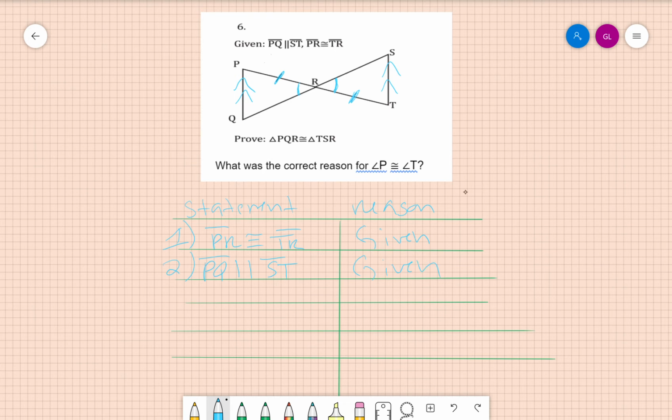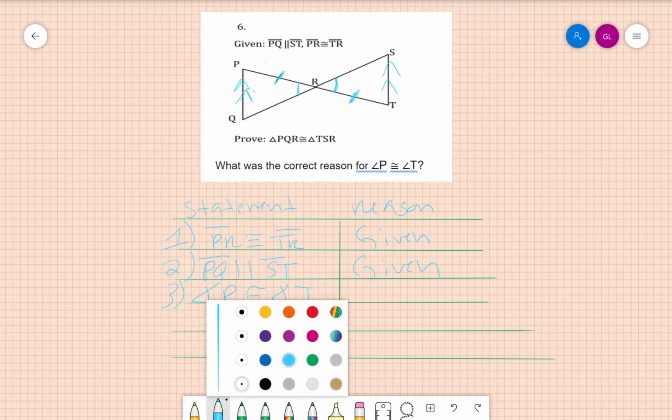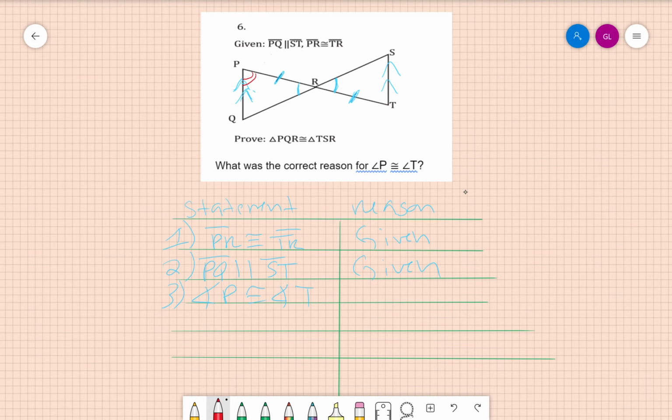And then for our step 3, this is where the question comes in. They provide us that angle P is congruent to angle T. So go ahead and indicate those angles with two hash marks here, angle P and angle T. Let's do it in a different color. Keep this here. Now I want to go red. So now they say that angle P is congruent to angle T.